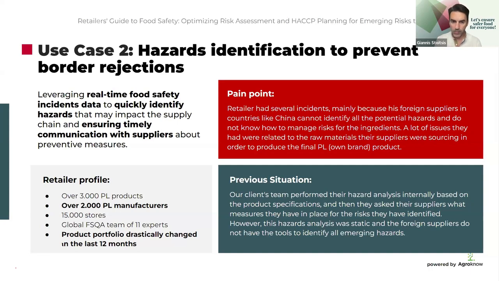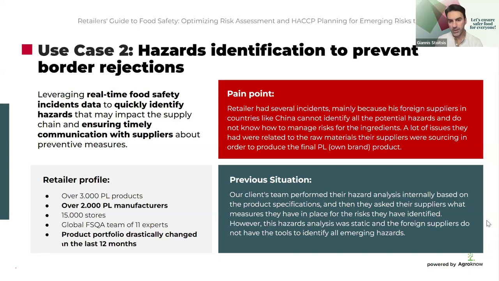Here we have again a global retailer that has thousands of private label products, more than 2,000 private label manufacturers, 15,000 stores all around the world, and a global food safety and quality team of 11 experts. And the main characteristic here for this client is that the product portfolio drastically changed in the last 12 months.